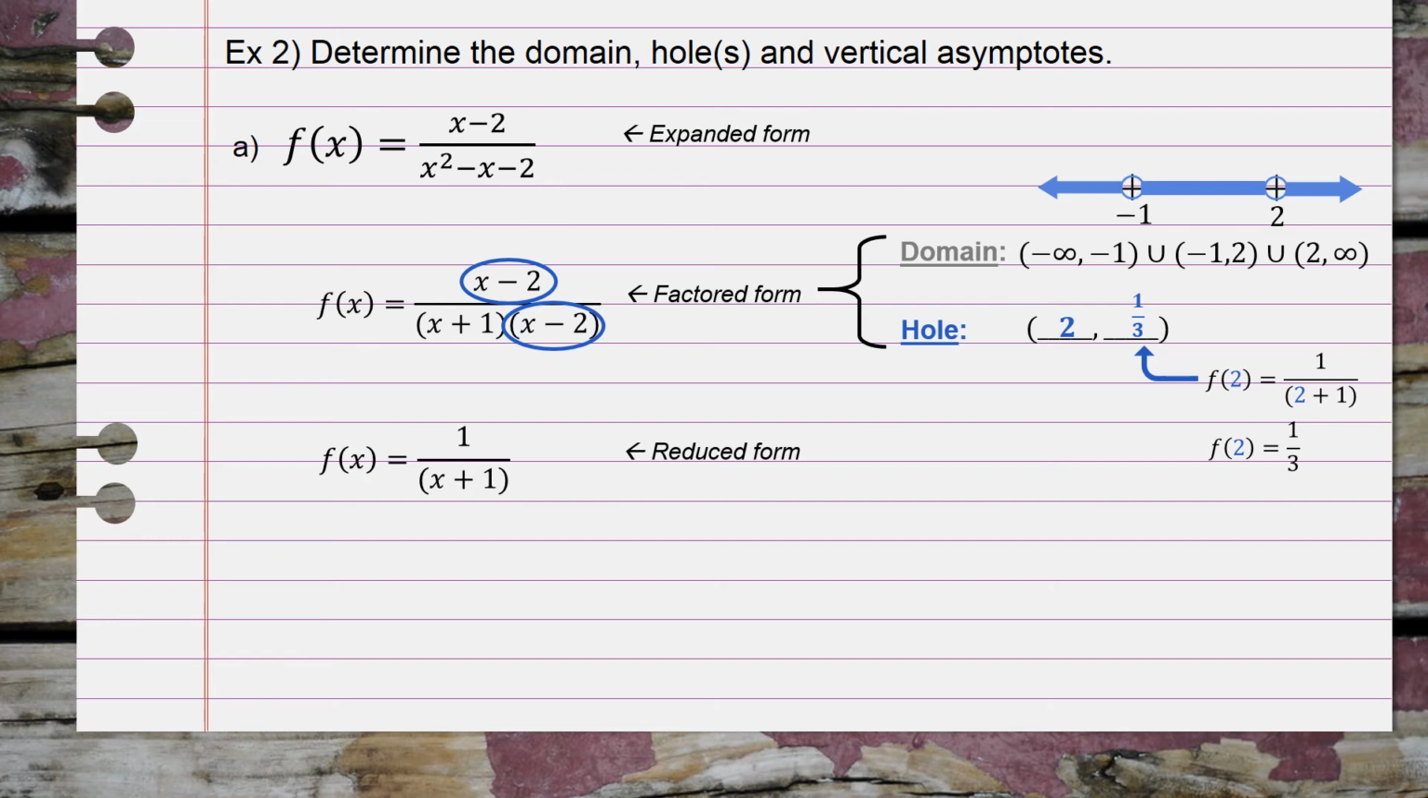Now we've identified the domain and any holes, but we still have to find any vertical asymptotes. Well, vertical asymptotes can only be found from the reduced form, which we do have. And so we look at the denominator, and what value would cause the denominator to equal 0? Well, that would be -1. So our vertical asymptote is of the form x equals -1.